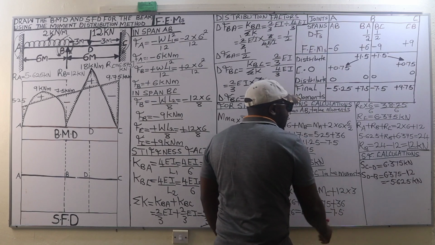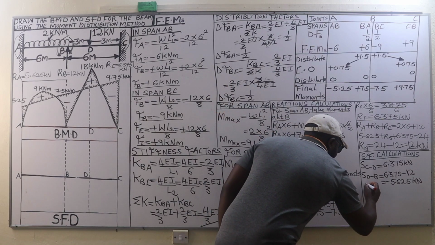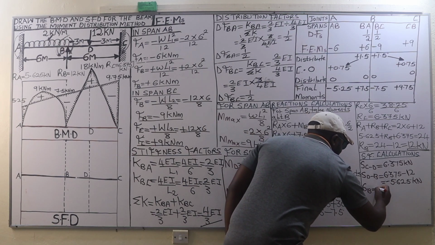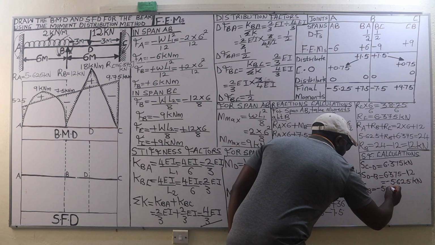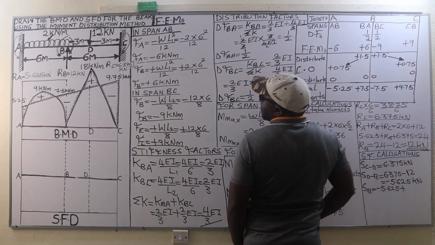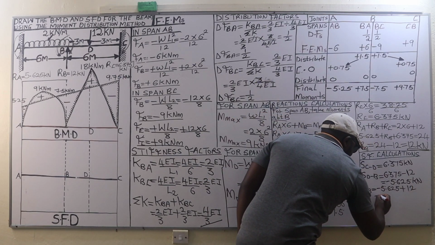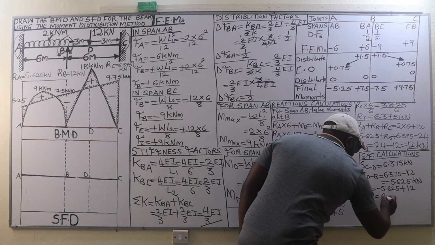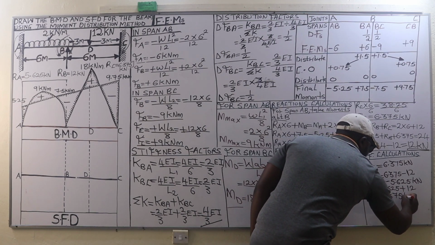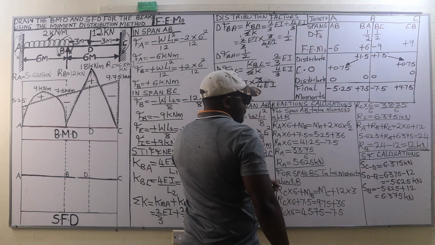Then from there we go to shear force at B. So shear force at B will be the shear force between D and B, which is negative 5.625, plus the reaction at B, which is 12 kilonewtons, and that's going to be equal to positive 6.375 kilonewtons.